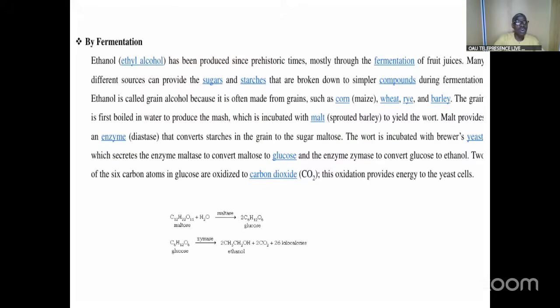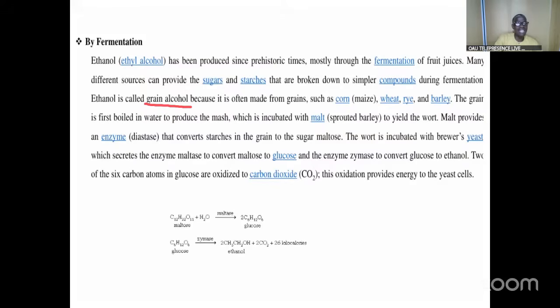So ethanol is called grain alcohol because it is often made from grains, such as corn, maize, wheat, rye, and barley. The grain is first boiled in water to produce the mash, which is incubated with malt, sprouted barley. Malt is barley that has been sown and is just sprouting up. It contains enzymes, and that will yield the wort.